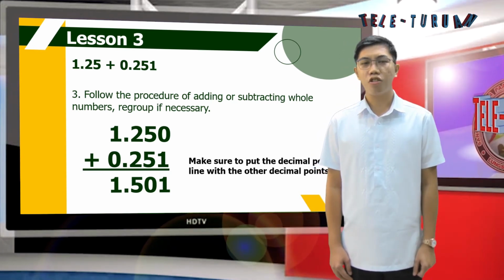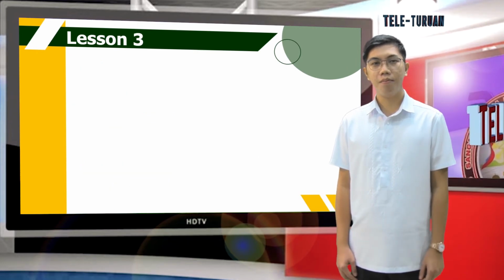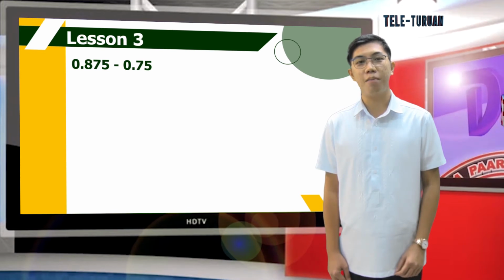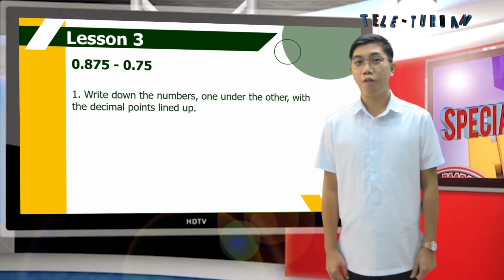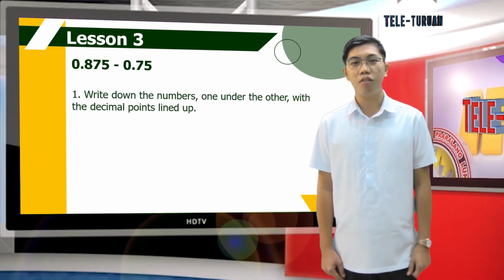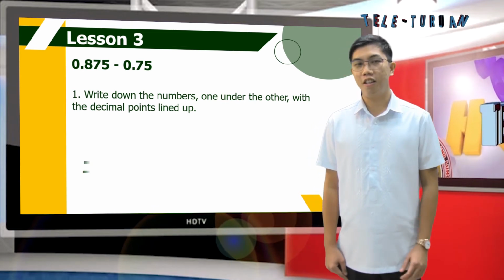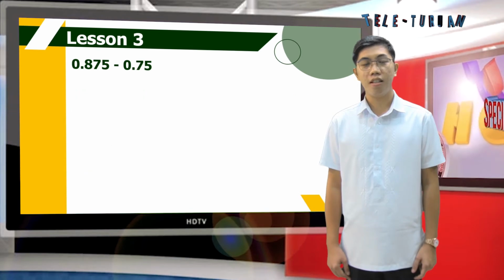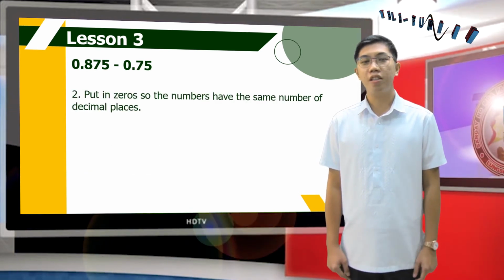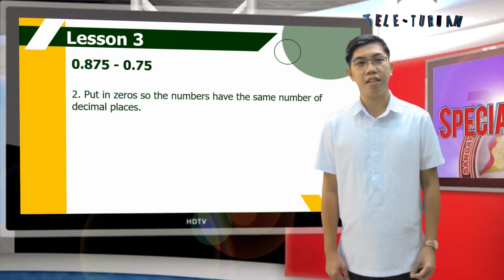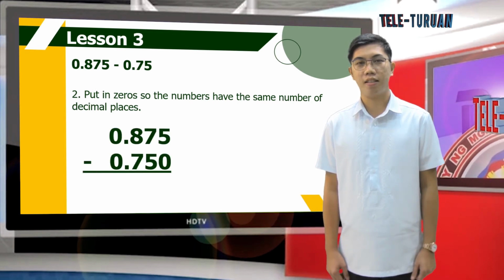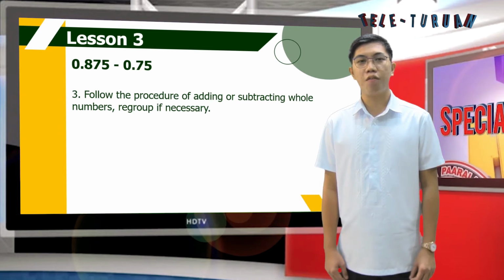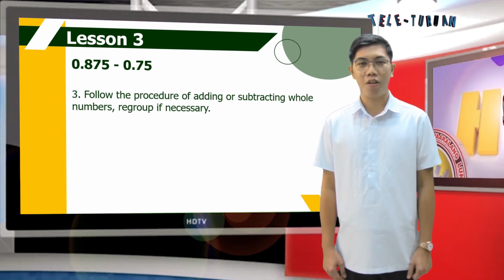This time, let's try to subtract. 875 thousandths minus 75 hundredths. First step, write down the numbers, one under the other with the decimal points lined up. Second step, put in zeros so the numbers have the same number of decimal places. Third step, follow the procedure of adding or subtracting whole numbers.